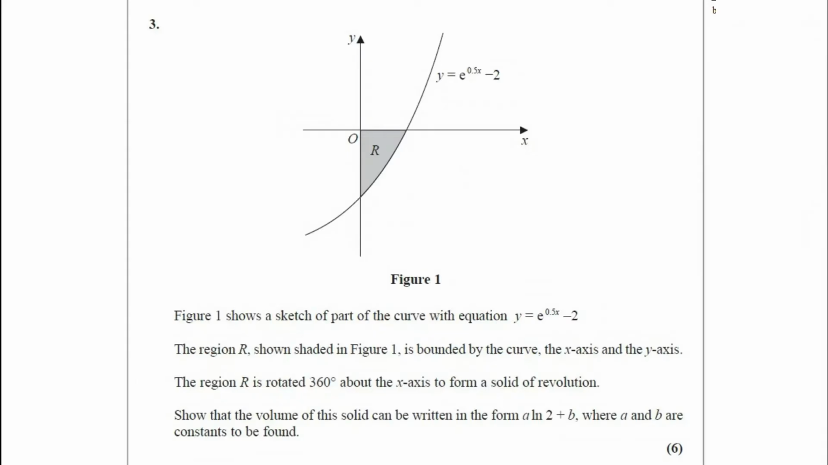Question number 3. You are given a figure. Figure 1 shows a sketch of part of the curve with the equation y equals e to the power 0.5x minus 2. The region R, shown shaded in figure 1, is bounded by the curve, the x-axis and the y-axis. The region R is rotated 360 degrees about the x-axis to form a solid of revolution. Show that the volume of this solid can be written in the form A natural logarithm of 2 plus B, where A and B are constants. This question carries 6 marks.